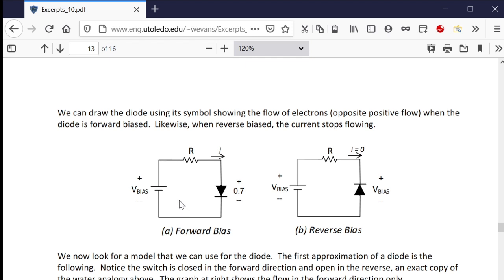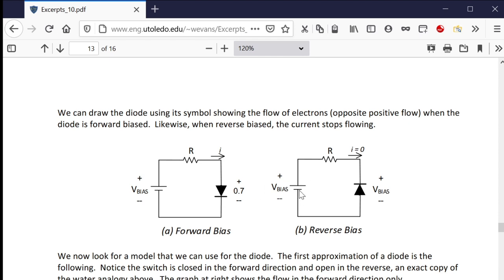So now, obviously, we're going to put some pictures together, and we're going to ask what happens. In this case, we have forward value, and until you get to 0.7 volts, no current. But after 0.7 volts, let her rip. It looks like a short circuit. In other words, it looks like a closed switch.